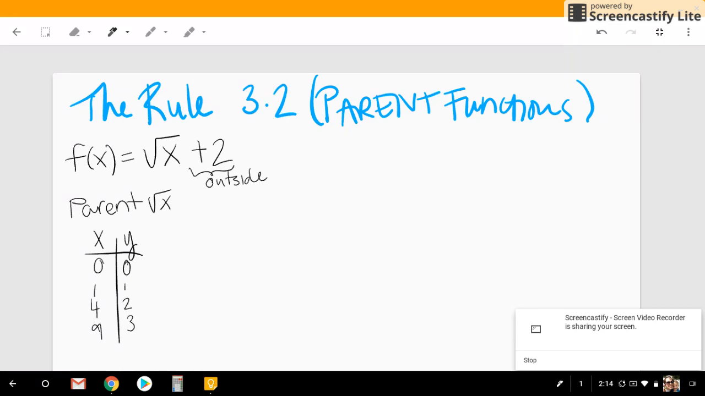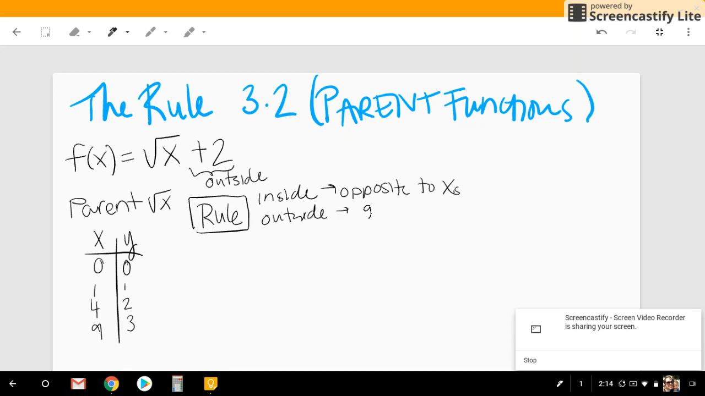Okay, so hopefully you copied that down. Now we're going to use the rule to transform a new table to be able to graph a new child function. So the rule is, this is my weird note for the rule: whatever happens inside goes opposite to the x's, and outside goes to the y's.